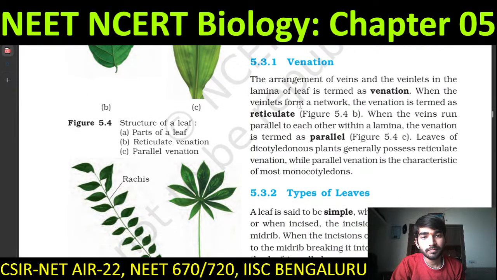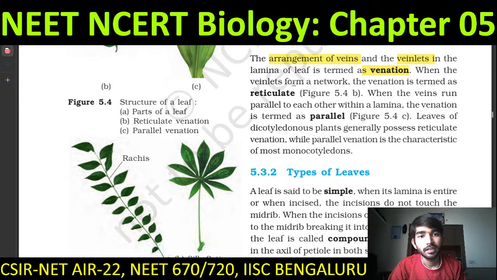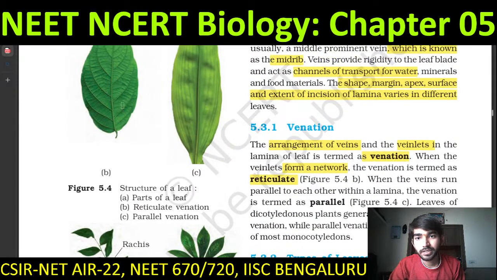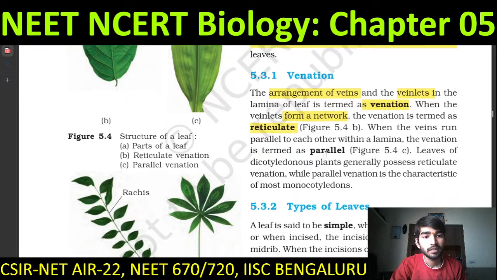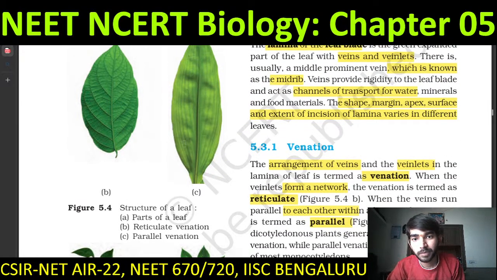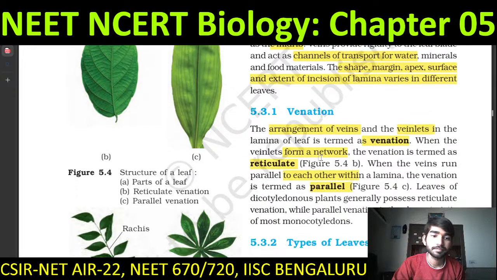To remember: venation is the arrangement of veins and veinlets. It's easy to remember, it's called venation, just the arrangement of veins and veinlets. If they form a network, the venation is termed reticulate. As you can see here, if it is like a network, like a branching pattern, it is called reticulate venation. When the veins run parallel to each other within the lamina, it's called parallel venation. Very easy to remember. Like in the banana leaf, you might see parallel venation.